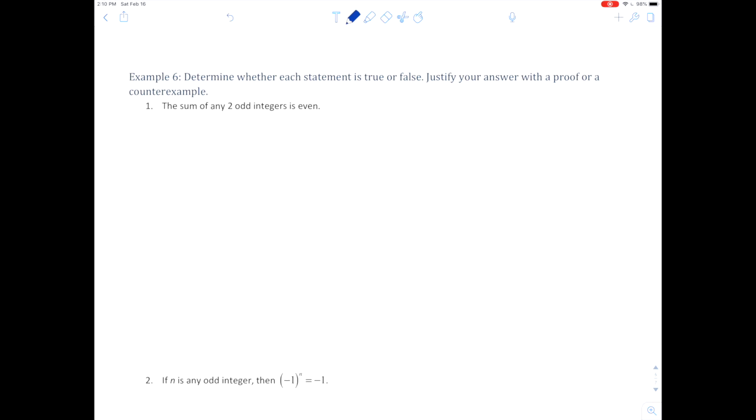All right, so the next 4 problems are, we have to decide whether each of these statements is true or false, and then justify our answers with either a proof or counterexample. So, number 1, the sum of any 2 odd integers is even. So, let's get started.